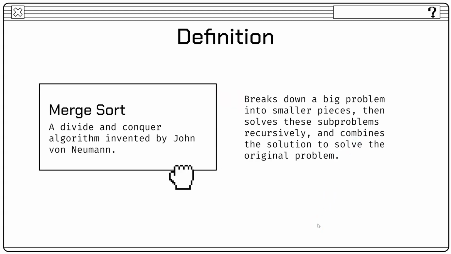So merge sort is a divide and conquer algorithm invented by John von Neumann in 1945. It is more efficient than other sorting algorithms such as bubble sort and insertion sort, especially when dealing with large datasets. The merge sort algorithm breaks down a big problem into smaller pieces, then solves these subproblems recursively or repeatedly, and combines the solution to solve the original problem. The main takeaway is the theme of divide and conquer.